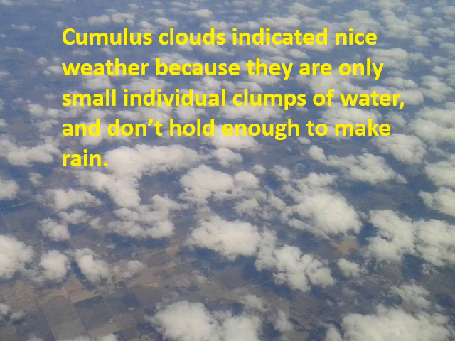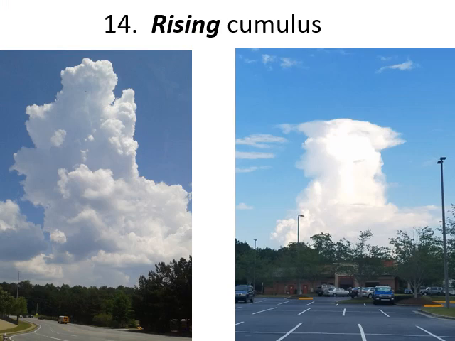Now, cumulus clouds, like the ones I just showed you, or the ones in this picture, tend to indicate nice weather because they're only really small little clumps of water, and they're not big enough collections of water to make it rain. Now, the exception to that is what we call a rising cumulus.